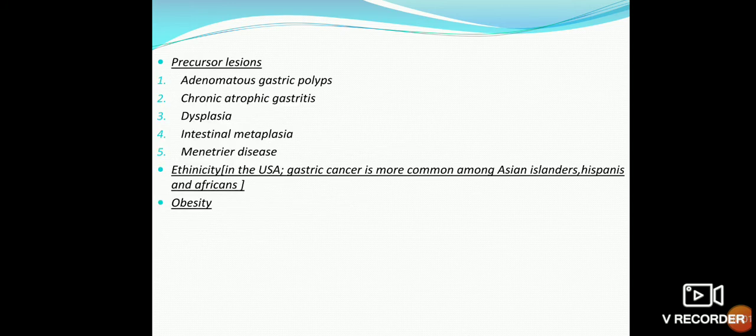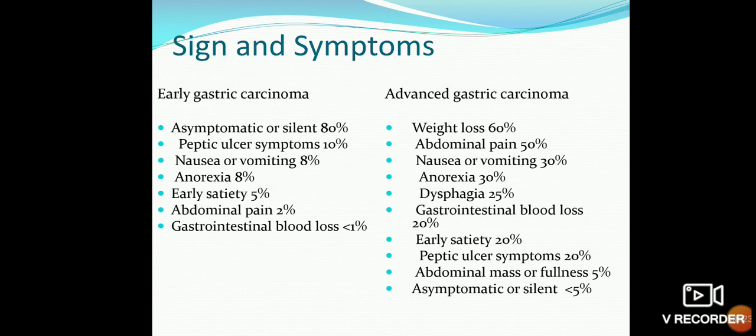Precancerous lesions which cause gastric carcinoma are adenomatous gastric polyps, chronic atrophic gastritis, dysplasia, intestinal metaplasia, and Ménétrier's disease. Ethnicity: in the USA, gastric cancer is more common among Asian, Icelanders, Africans and Hispanics. Also obesity.